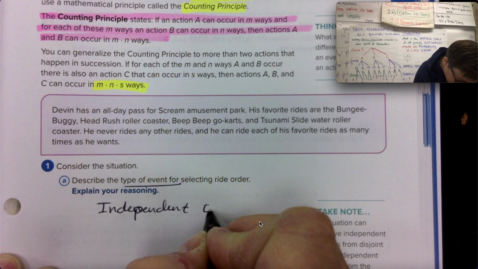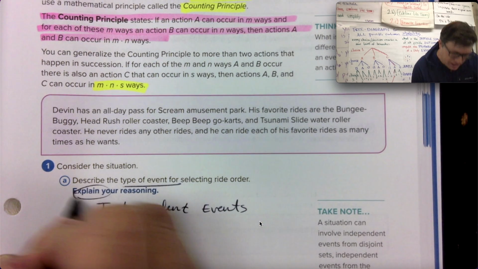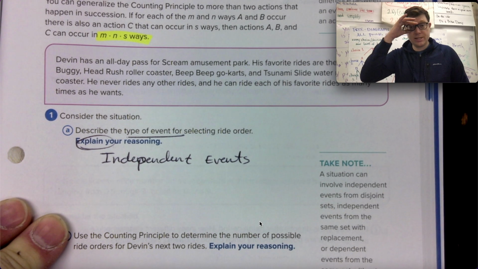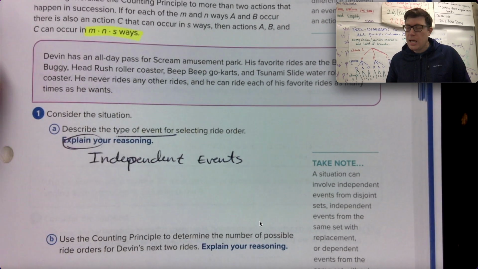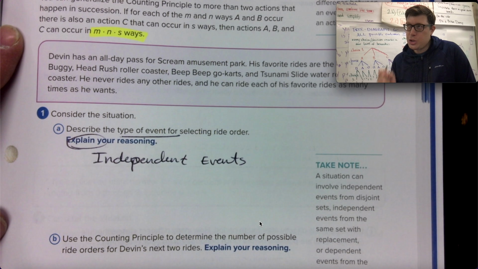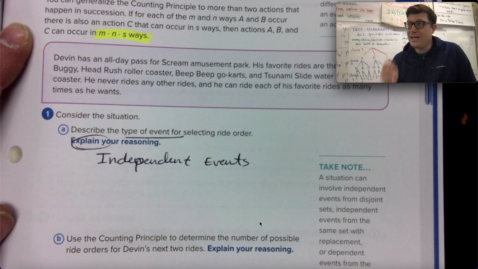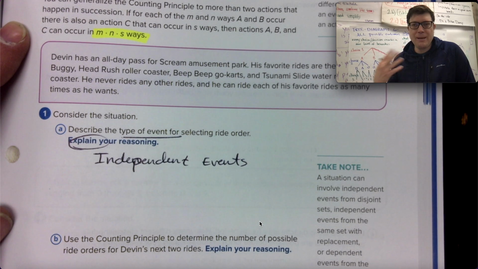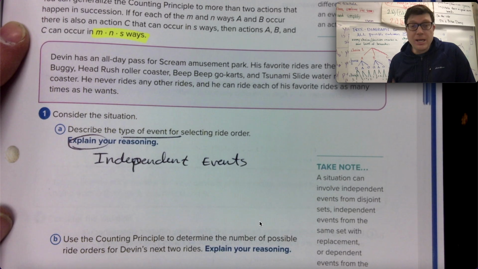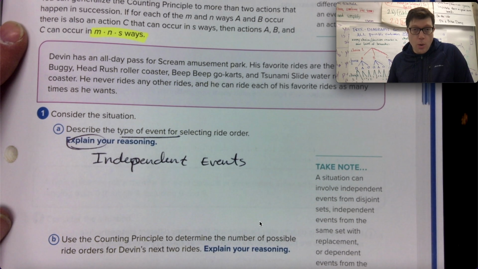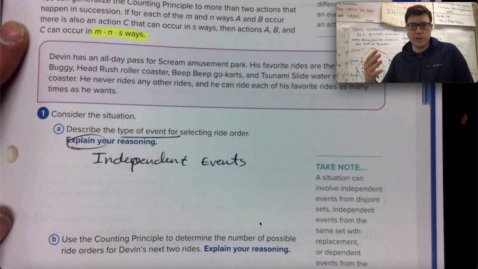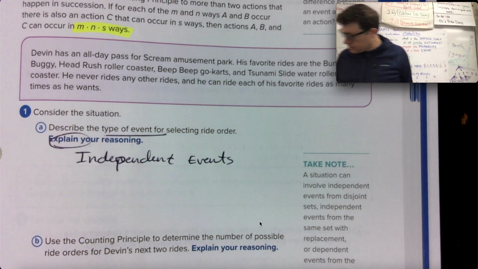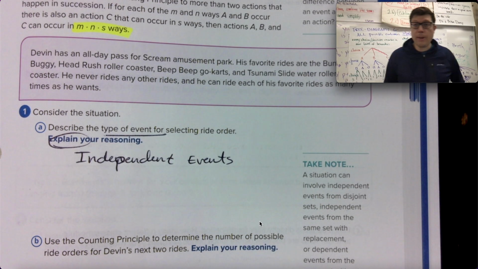Independent events. Now, to explain my reasoning, I'll say it and then I'll try to write it. And then maybe you pause and skip forward 20 seconds as you write what you heard me say. Choosing the ride to go on at this amusement park is an independent event, or not choice, but they're independent scenarios, independent events, because choosing one ride or going on one ride does not influence the next ride that Devin will choose to get on. Oh, and repetition is allowed.